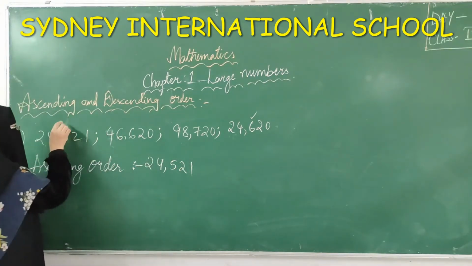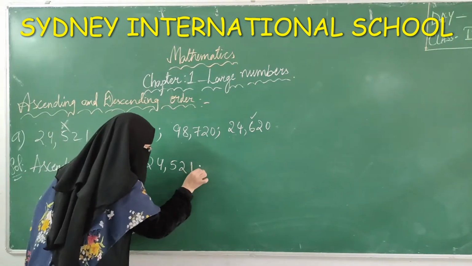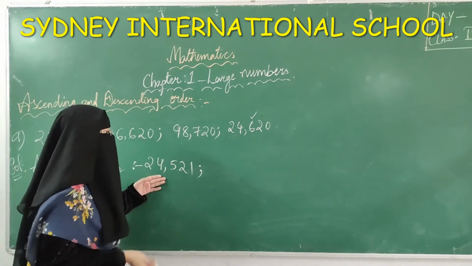24,521. This number is finished. We have written this already. Next, I am putting a semicolon. Why? In order to separate the numbers. Okay, 24,521 completed. What is our next number?